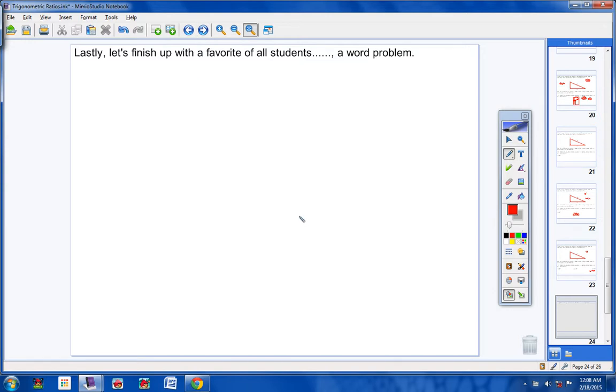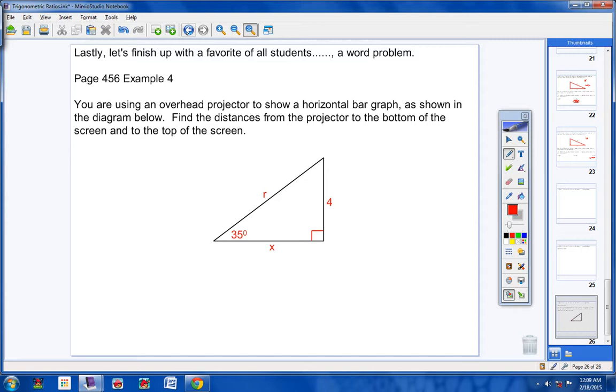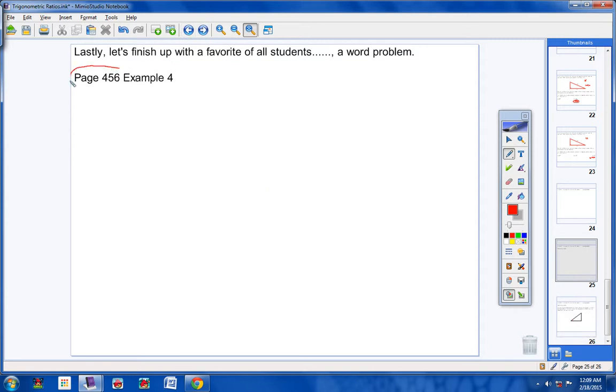Lastly, let's finish up with a favorite of all students. No cheering allowed. Word problems, okay? Let's try a word problem. Now, in your notes, I would not try to copy this whole problem down. Don't do that. Just simply write this in your notes. Go ahead and copy this down, please. Page 456, example number 4.